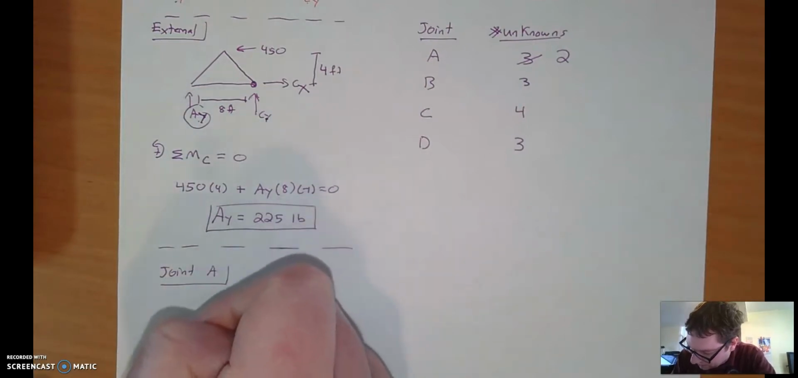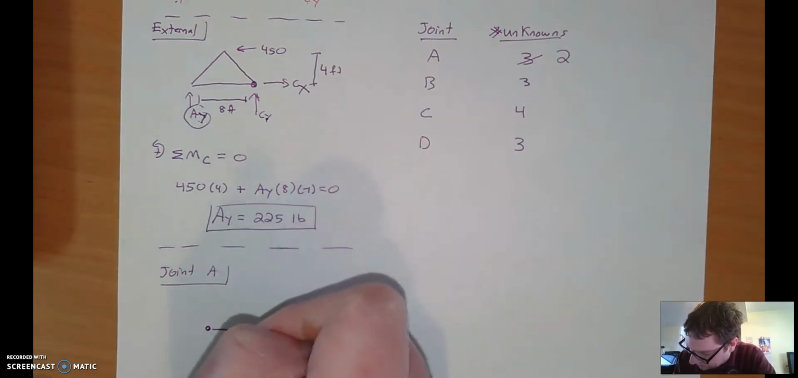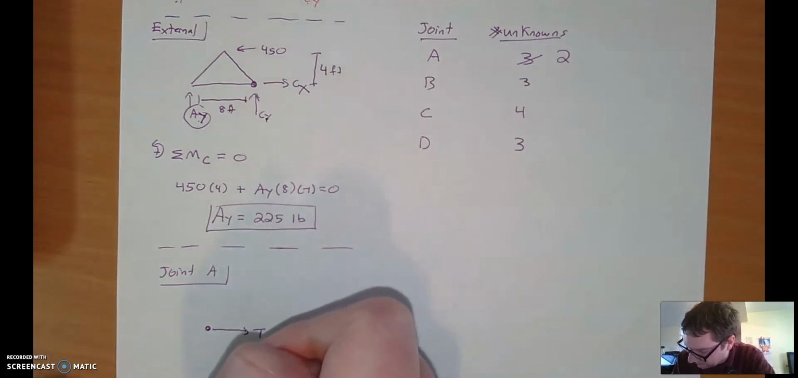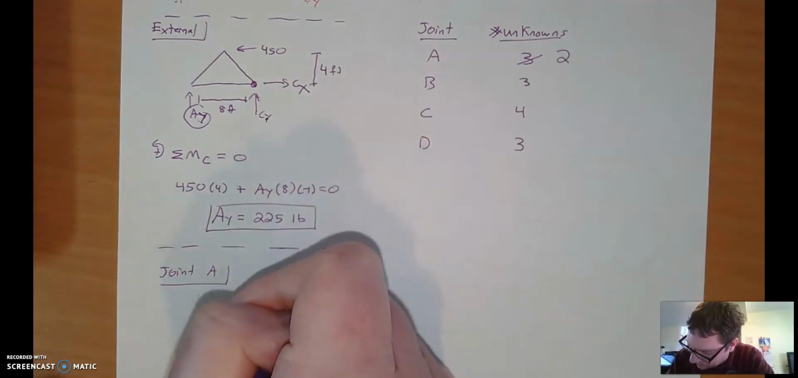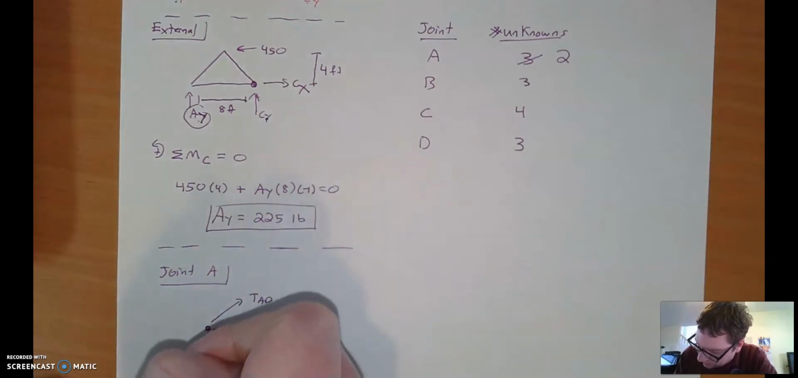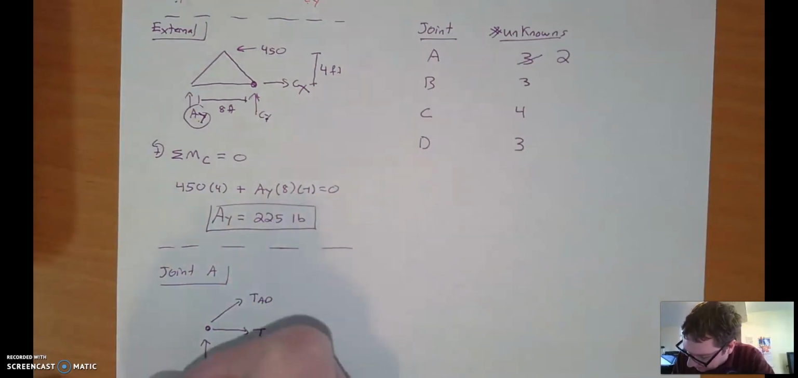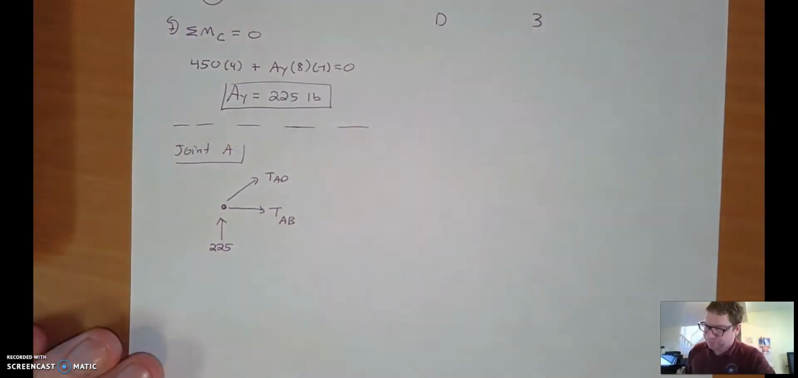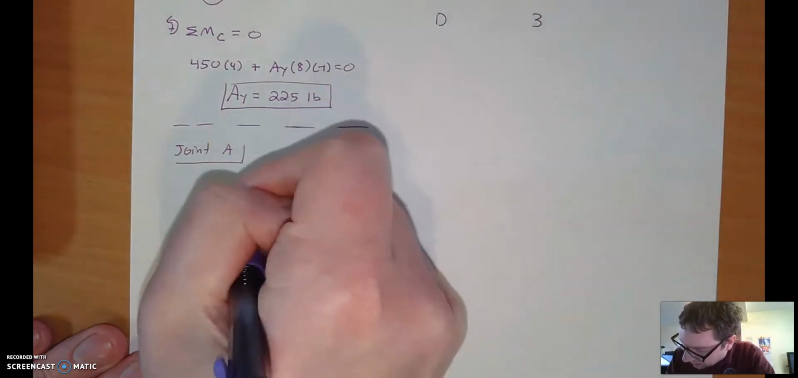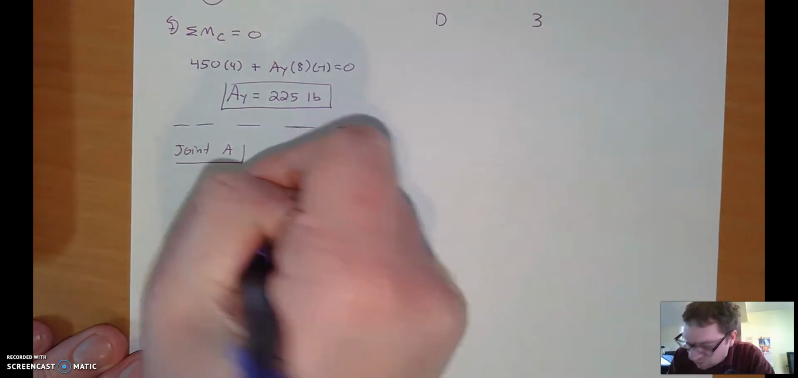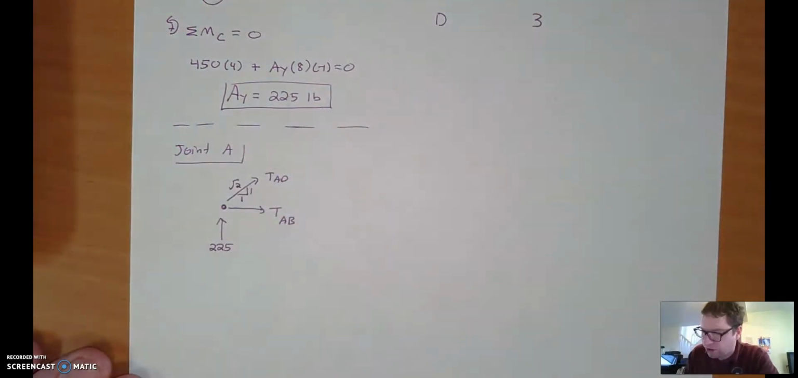So in joint A, we have, this is coming out from the joint, so it is a tension. It is the tension from A to B. And then we have this one also is going to come out. This is going to be the tension from A to D. And then we have this force, which was AY, but we now know what AY is, so I can just call this 225. And then we need to know what the angle is on this, and if you look at it, you'll notice it's a 45-degree angle, so it's a 1 root 2 if you want to do the small triangle, or you could do 45 degrees in here if you like cosine and sine better.